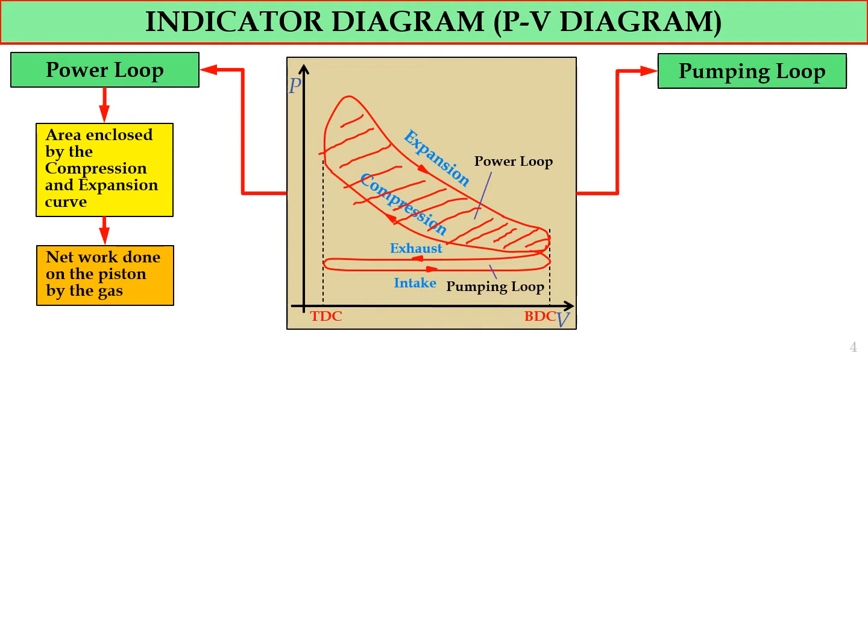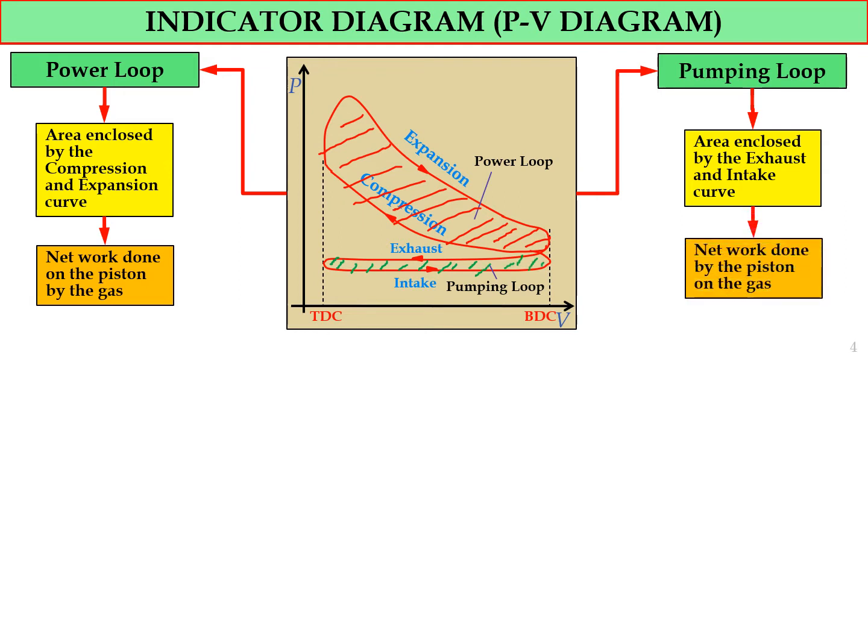Okay, now we look into the pumping loop. It is the area enclosed by the exhaust and intake curve. So this is the area enclosed by the pumping loop. So the pumping loop is the net work done by the piston on the gas.